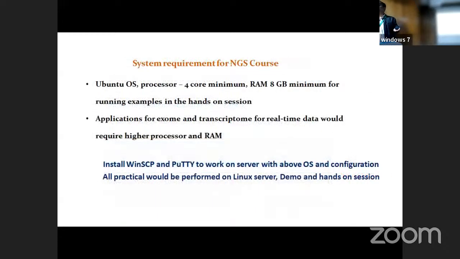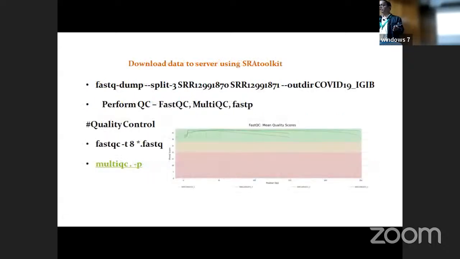What do you require for analysis? Minimum 4-core processor, 8 GB RAM in a laptop. But having said that, you cannot do variant calling on a laptop. You need to use a server. This is the minimum requirement of your laptop, which can be connected to a server where all the pipelines are there. And today we will be doing that. If you have a Windows system, you need to install Windows SCP and PuTTY to work with the server. Some of the minimum things you can do on your laptop also, which we will tell you in due course. So this is how a quality control report looks like.